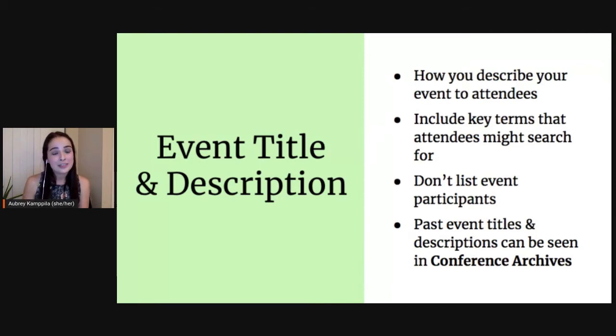When you're writing your event description, make sure that you don't list your event participants, as that information will be included in a different section of the event proposal. If you're looking for some examples for titles and descriptions and you want to see past events, you can find information about past events in the conference archive section of the AWP website. And you can find that page by clicking the blue conference button at the top of the page, then over on the orange sidebar, clicking the conference archives and photo albums button.